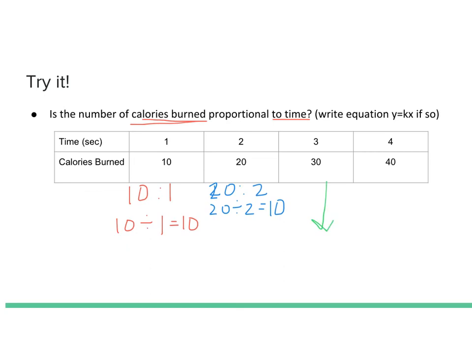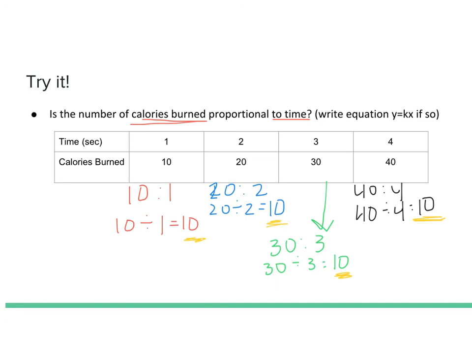Again, we're going to write our calories burned to our seconds. So in order to find the rate, we're going to do 30 divided by 3, which, just like the other two, gives us 10. And let's go back to this very last one. We're going to write our ratio, which would be 40 calories to 4 seconds. If we divide 40 by 4, it still gives us 10. So all of these, as we can see, have a rate of 10. So 10 calories per second.